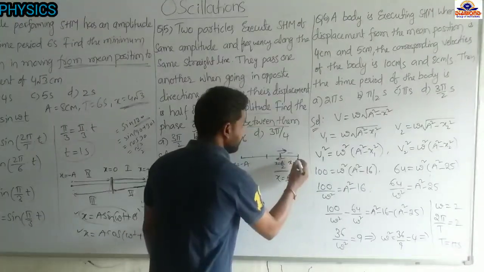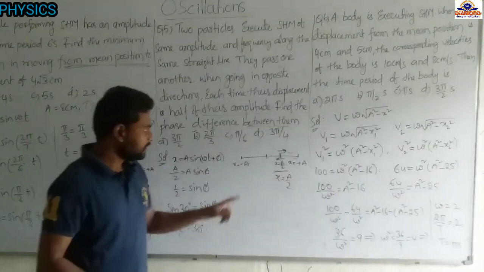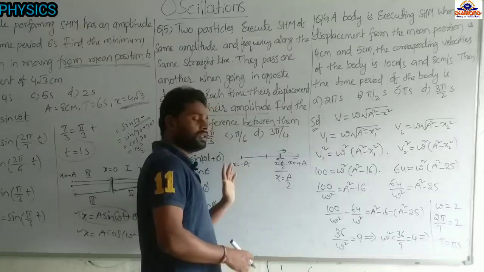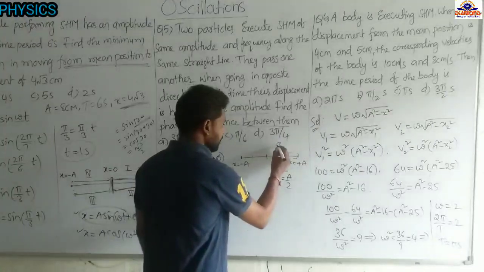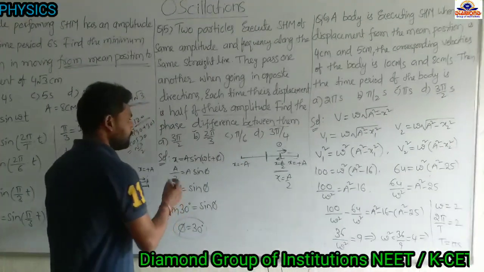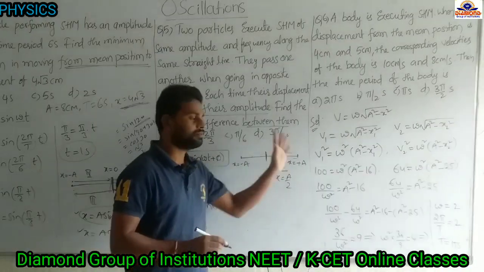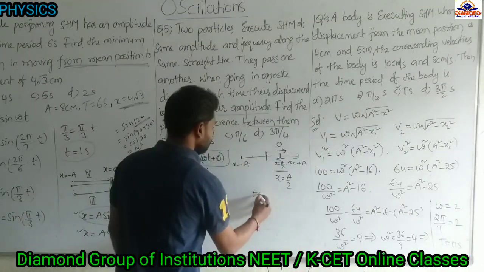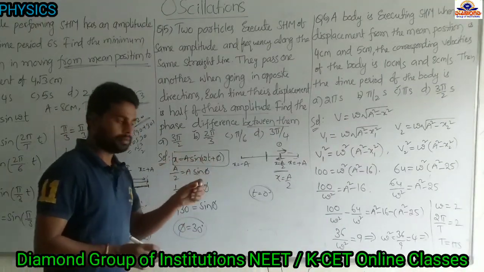From here to here, how much angle? So this total angle we have to find. Suppose the first particle is starting from the mean position toward the extreme, and the second particle from the extreme toward the mean position. First I am considering the first particle moving from the mean position toward the extreme. So I am taking the equation x equal to a sin(omega t plus phi). It is starting from the mean position. At t equal to 0, it is at x equal to a by 2.